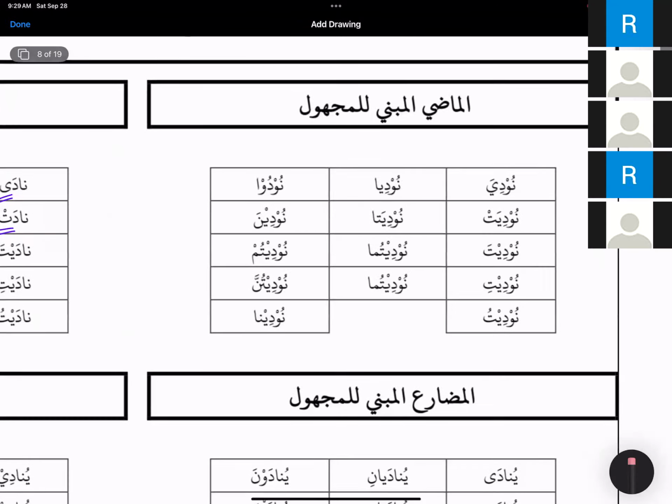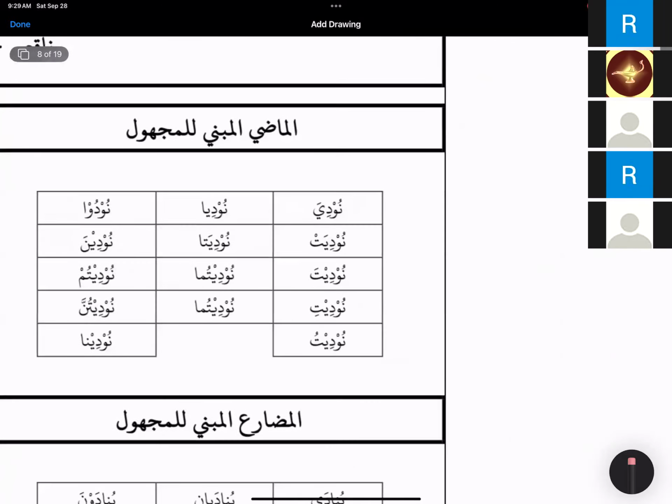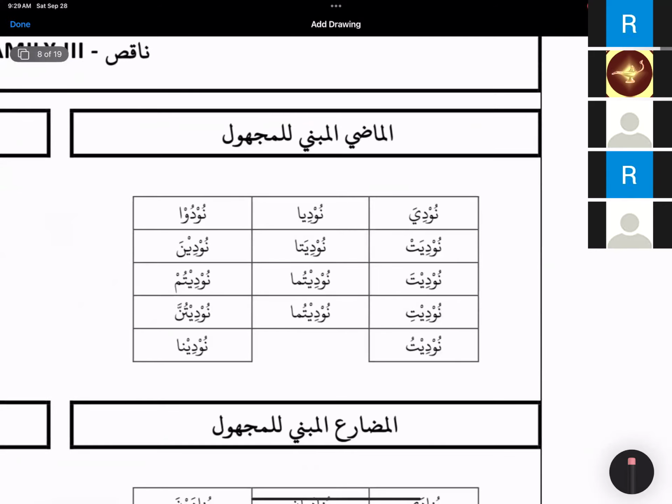Right? And now comes Madi Mudariya. Nada Yunadi, Yunadiyani, and now Yunaduna. So in Mudariya the regular dhamma is back. Tunadi, Tunadiyani, and Yunadina. Right? And then Tunadi, Tunadiyani, Tunaduna. So we already saw that. Same way is Madi Majhul: Nudiya, Nudiya, Nudu. Right? Nudiyat, Nudiyata, Nudina. And then Tatumatum.